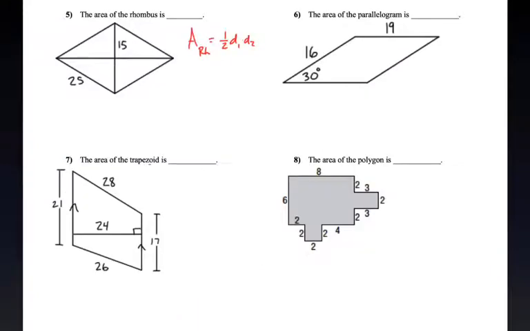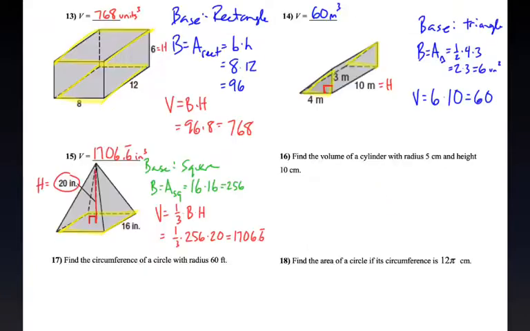Area of a rhombus. The rhombus special formula when it involves diagonals here is 1/2 times the diagonal times the diagonal. Part of this diagonal is 15.